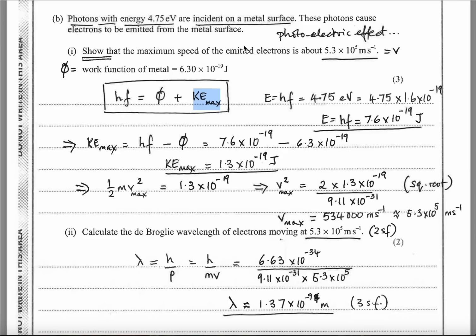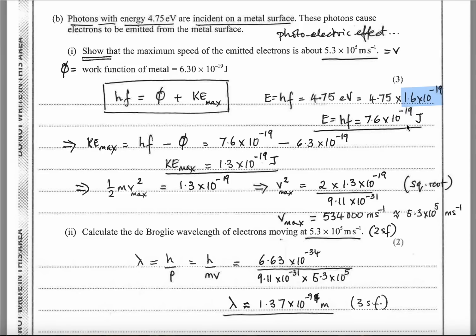But first you need to convert 4.75 electron volts into joules, and all you've got to do is multiply the 4.75 by 1.6 times 10 to the minus 19, which is the conversion factor because it's the charge of the electron. So this is the charge, e, and this is the voltage, V. When you multiply voltage, which is joules per coulomb, by the number of coulombs, which is the electron's charge, you get the energy in joules.